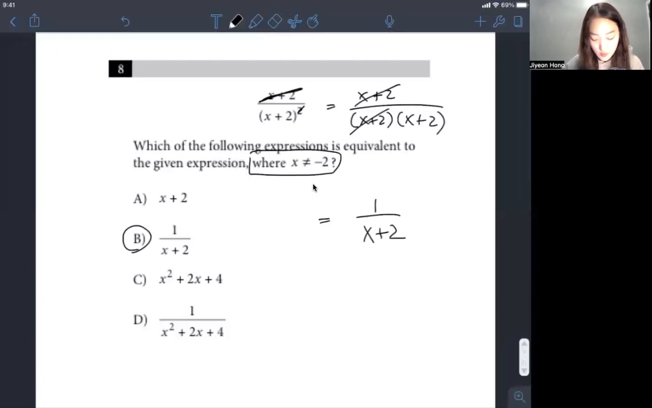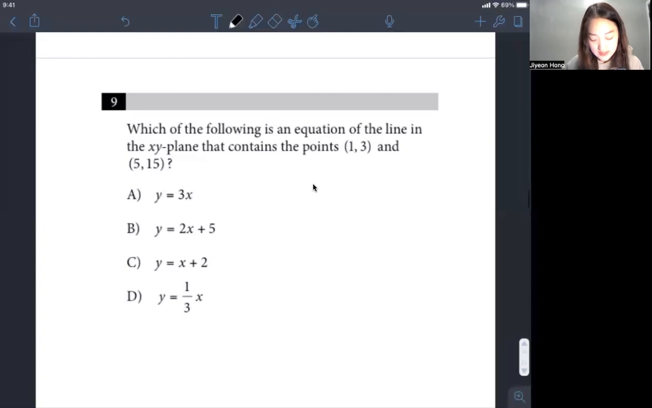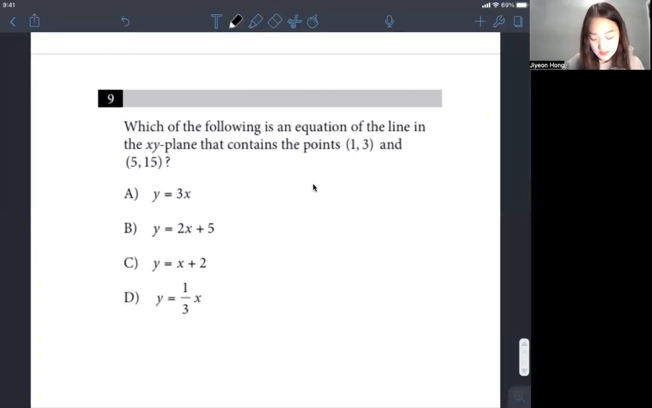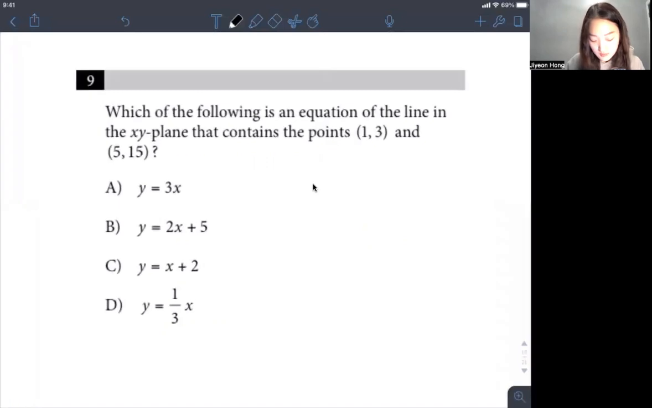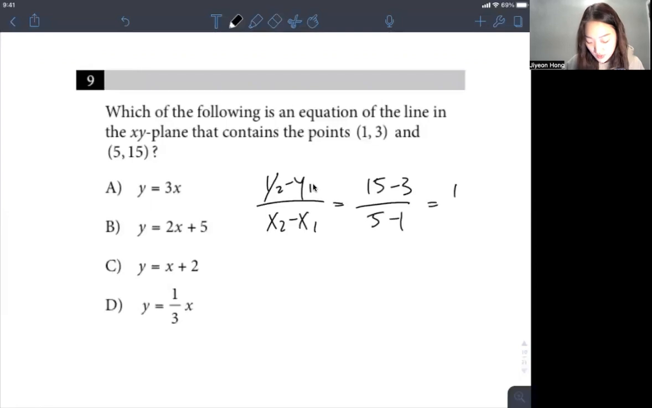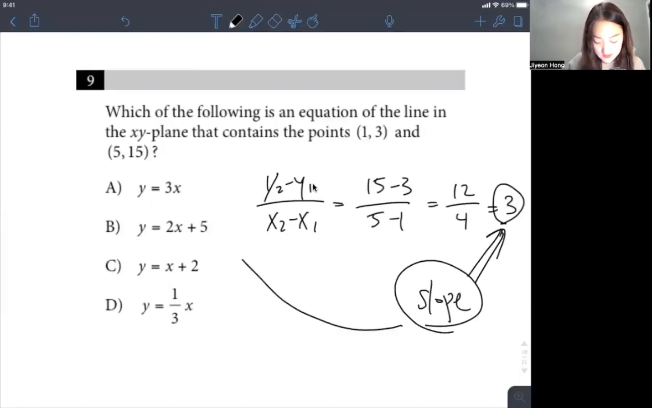Number 9. Which of the following is an equation of the line in the xy plane that contains the points 1, 3, and 5, 15? So this is a simple slope-intercept form, or the slope formula. y2 minus y1 over x2 minus x1, which is equal to 15 minus 3 over 5 minus 1, which is 12 over 4, which is 3. So this is going to be the slope, and I will immediately recognize that this is the only answer choice that has that slope, and you can always plug in the coordinates to make sure that it does fit into this equation.